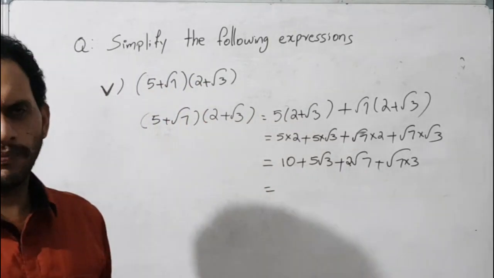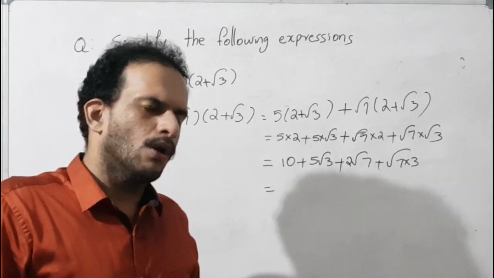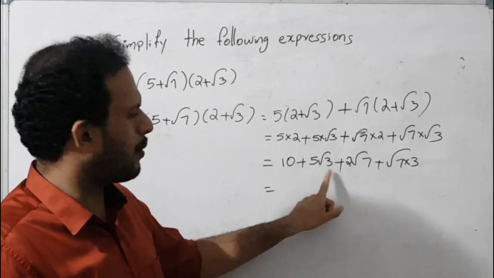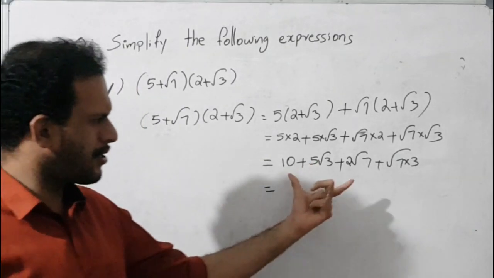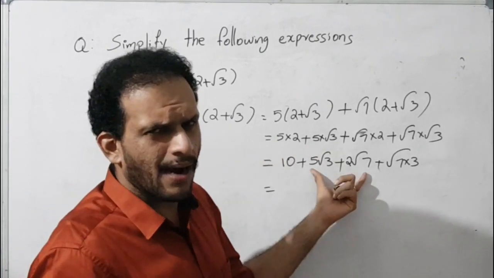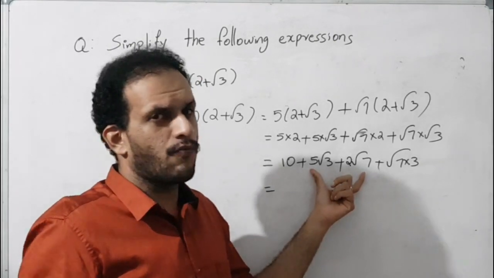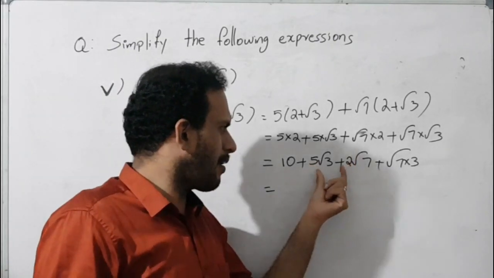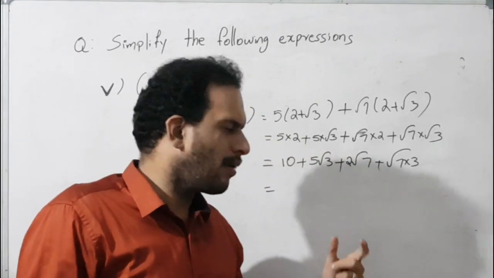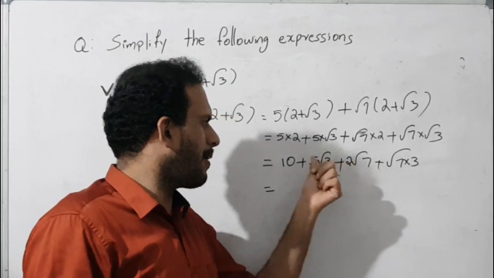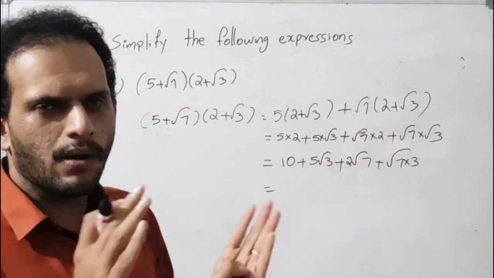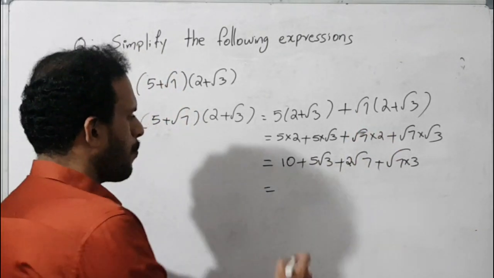Is it possible to add 10 and 5 root 3? No, it's not possible because 10 does not contain the irrational number root 3. Then is it possible to add 5 root 3 and 2 root 7? No, these are not possible to add. We studied already that if you want to add irrational numbers, the numbers must contain the same irrational. But here the first number contains root 3 and the second number contains root 7. Both are different, so these are not possible to add.